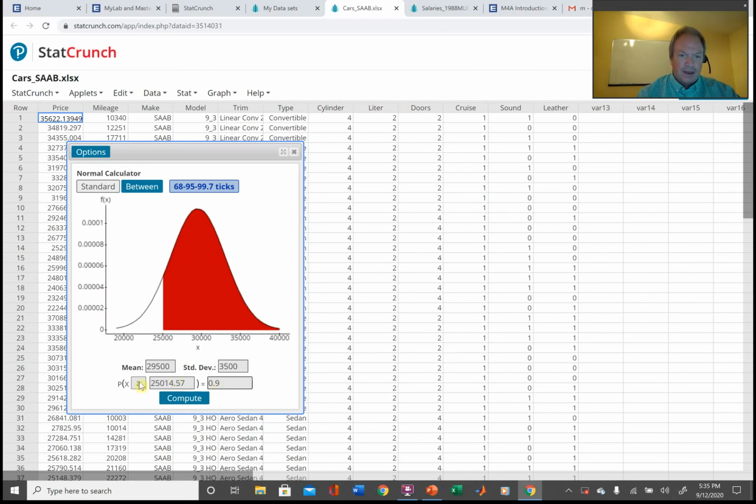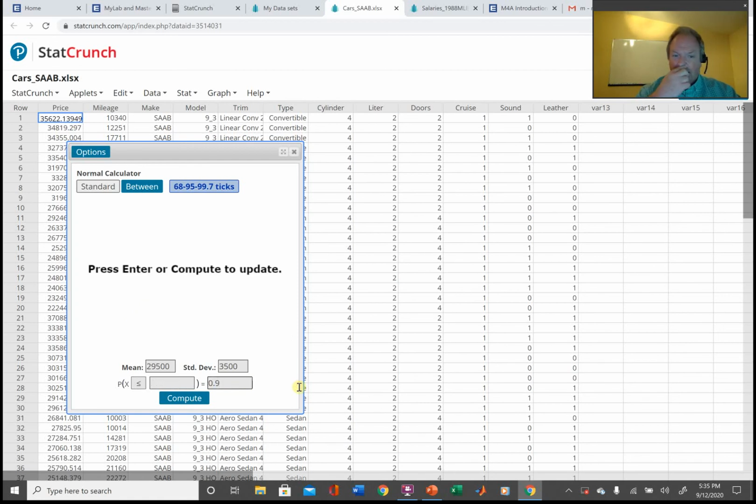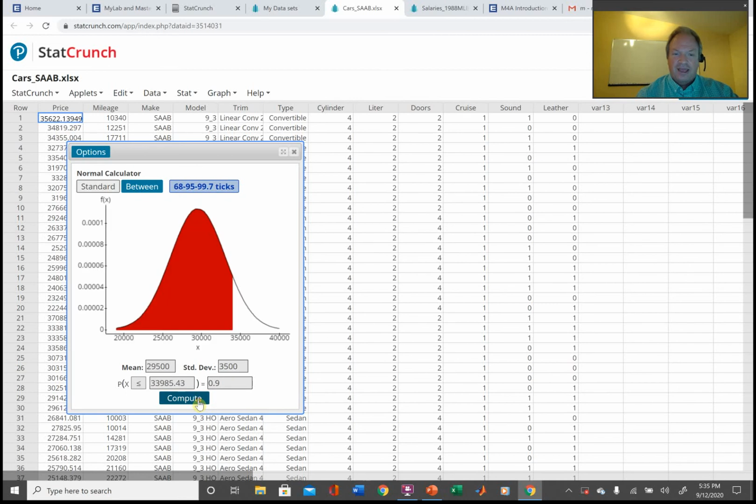Okay. Now I have to change this. I had greater than, I have to change it to less than. And notice one of the really nice things about StatCrunch is it tells you when you make an error. I knew that I made an error there because the area was really weird. I knew that 90% should be shaded, right? And so here we see that the 90th percentile is roughly 34,000. It's $33,985.43 to be precise. Okay. So this is how we do calculations computing percentiles with probability distributions using StatCrunch.